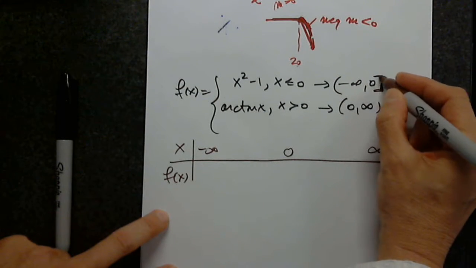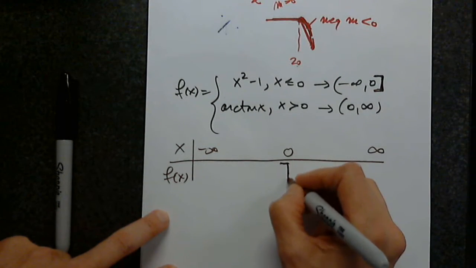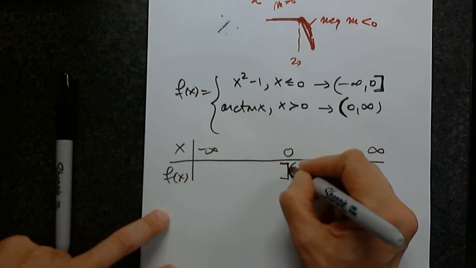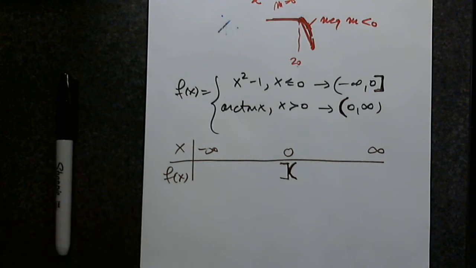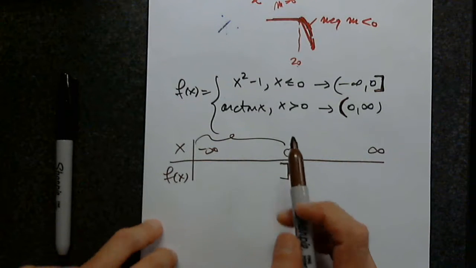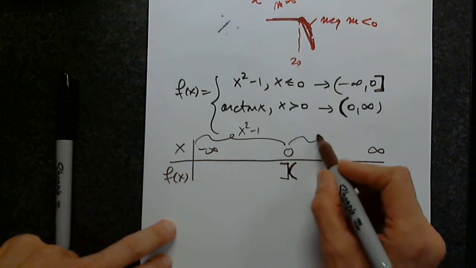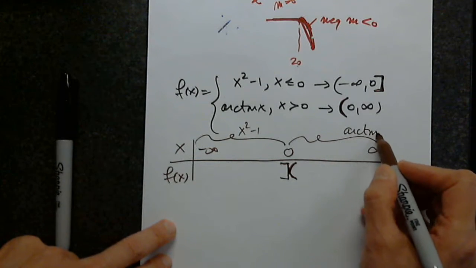Underneath 0, I will present this symbol. And underneath 0 to the other side, I will present this symbol, and they are touching, because I don't have a special number in there, right? And two parentheses. So again, this is an overkill, but it keeps me on track. So this is x squared minus 1, and this is arctangent.